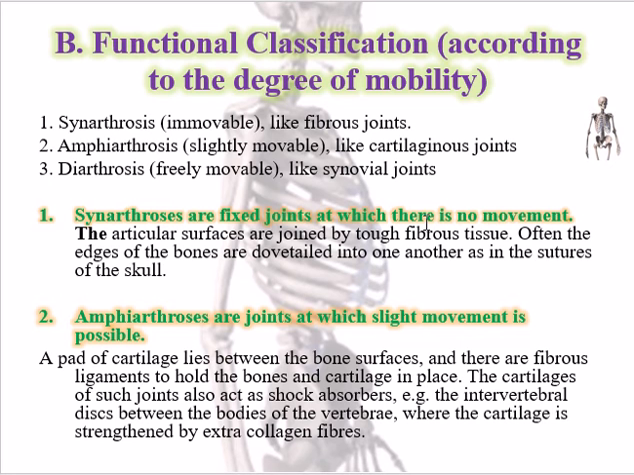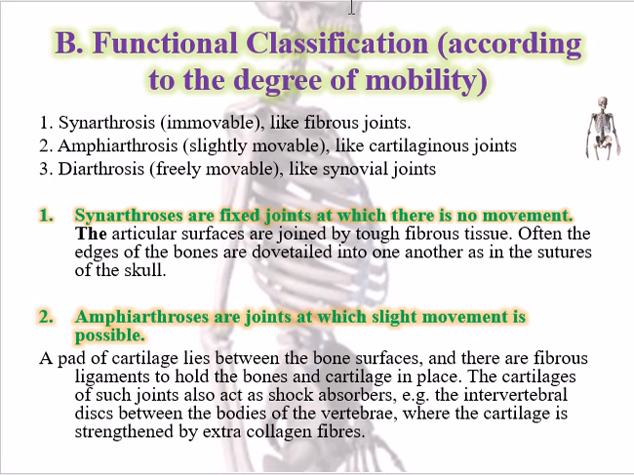Synarthroses are fixed joints at which there is no movement. The articular surfaces are joined by tough fibrous tissue. Often the edges of the bones are dovetailed into one another, as in the sutures of the skull. Number 2. Amphiarthroses are joints at which slight movement is possible.